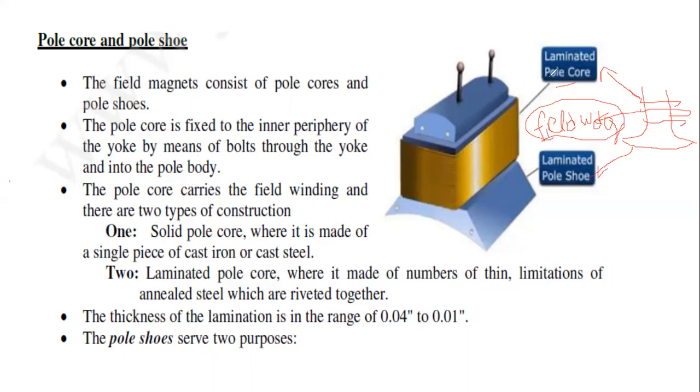The pole core is made up of cast iron or cast steel. This pole core carries the field winding. This pole core is fixed to the yoke, and it carries the field winding. The pole shoe gives the support for this pole core. Understand?